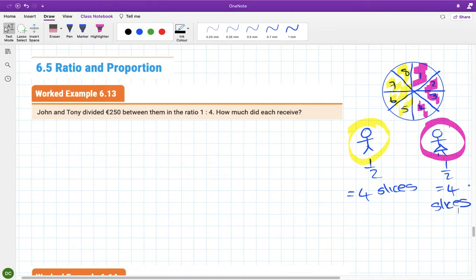Yeah? So that's a ratio. That is taking something and dividing it up between 2 people. Now, things don't always divide up nicely in half. Okay, so that's where there's a little bit more work to be done. But this is essentially the idea.